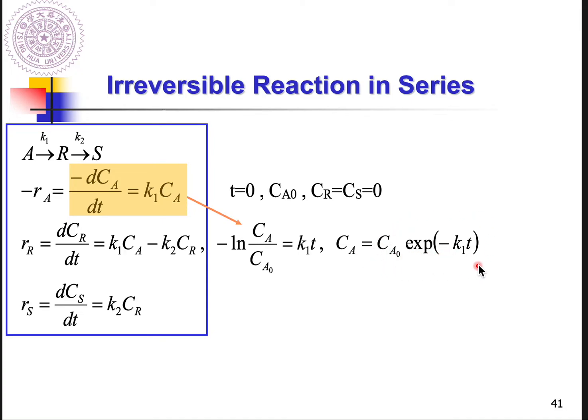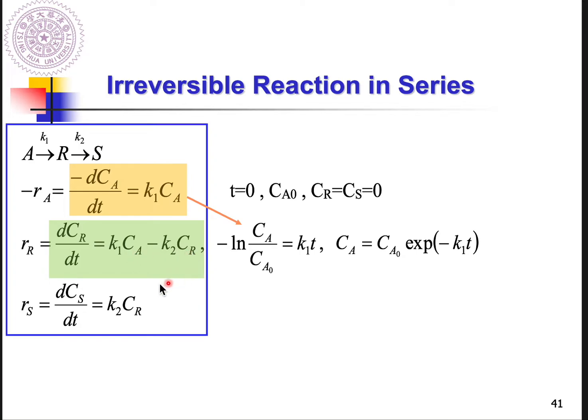Then you can observe here, at t equals 0, before the reaction happens, the initial concentration of reactant A equals CA0. After that, it obeys exponential decay as a function of t, right? And now you already know CA, so we know this one.